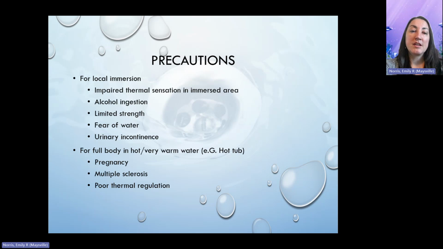With precautions, so if we're talking about hydrotherapy and going down in water, if their sensation is impaired and they're not able to tell the difference between hot and cold in the area that's immersed, just be very careful about that, especially if you're doing it for thermal benefits. If they have been drinking alcohol, if they are so weak that they would not be able to move around in the water, if they're very scared of water or have urinary incontinence. If the water is really warm, you do not want someone who is pregnant or has multiple sclerosis or poor thermal regulation to be in that warm water.